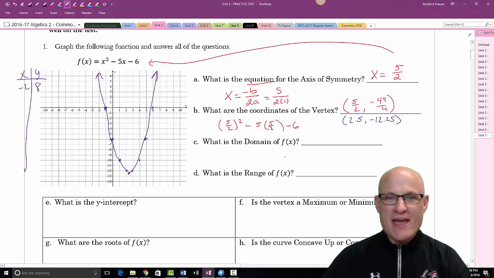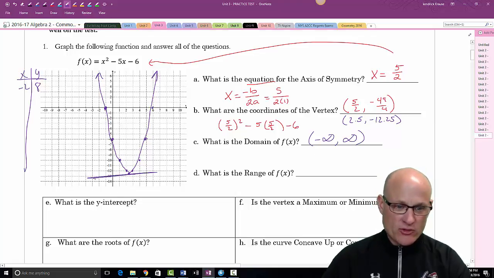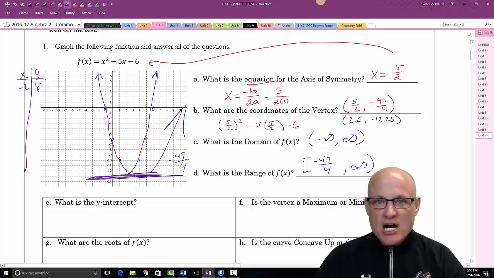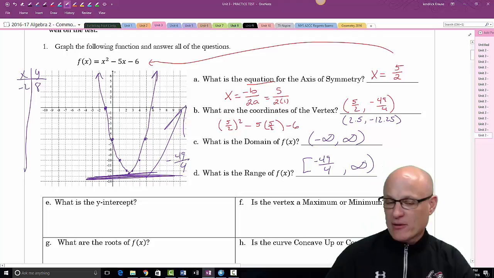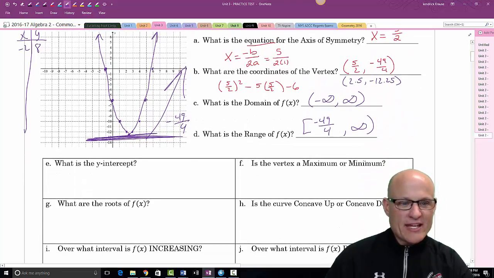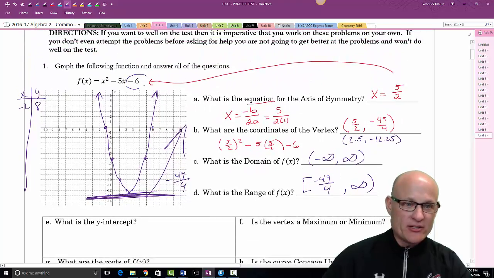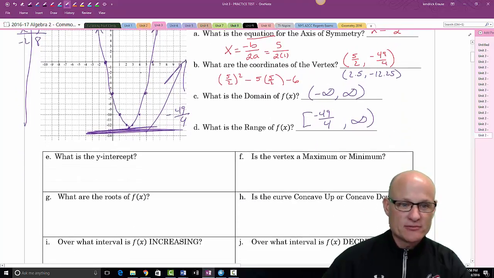All right, what is the domain? Well, it goes forever and ever from negative infinity to positive infinity. It goes ever and ever left and right. What is the range? Well, here is my lowest y value down here at negative 49 over 4, and it goes forever and ever up. So bracket negative 49 over 4, comma, infinity. Now, again, if you wrote negative 12.25 to infinity, that would be fine. What is the y-intercept? Well, the y-intercept is right here anyway, so I don't need to do anything. It's just negative 6.